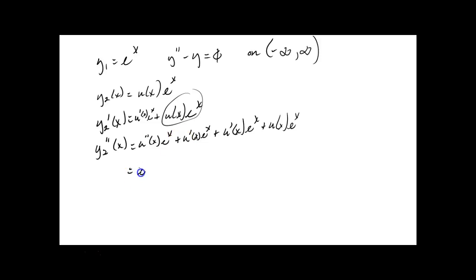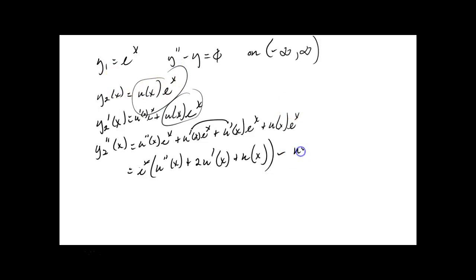Let's just pull out an e to the x. e to the x is there everywhere. What do we have left? u double prime of x plus 2 u prime of x plus u of x. Okay. That's your y2 double prime. That's going to be on the left. So this thing right here, minus y2, which is this thing right here, is u of x, e to the x.